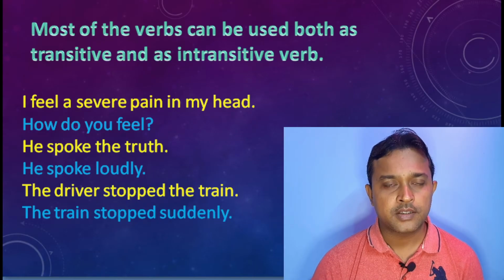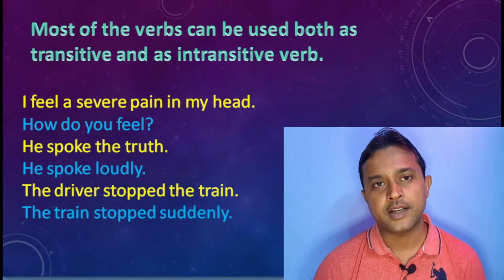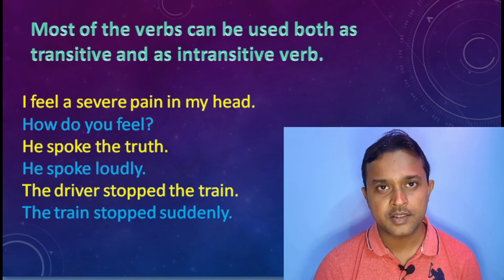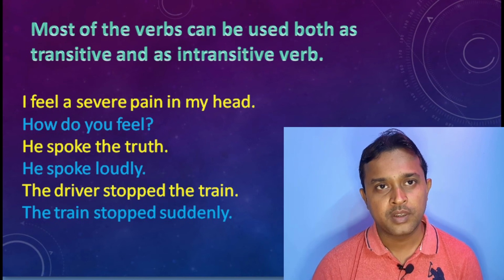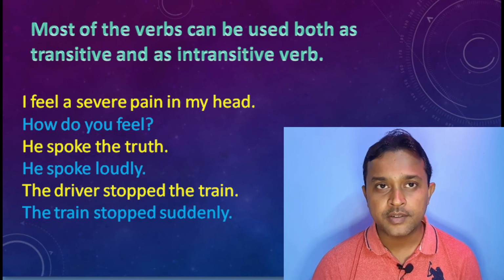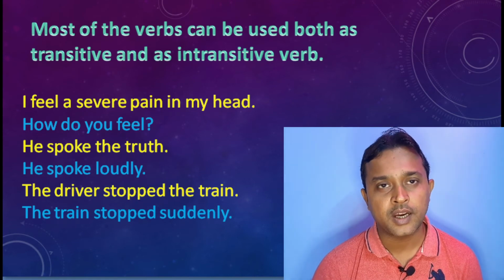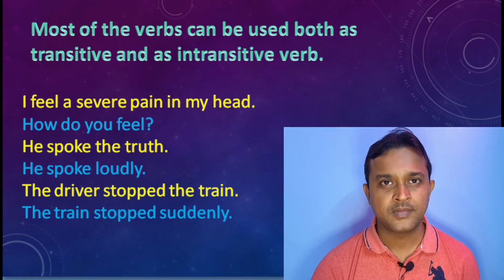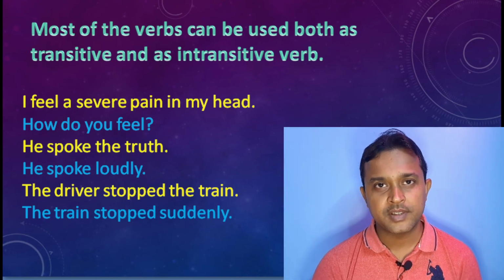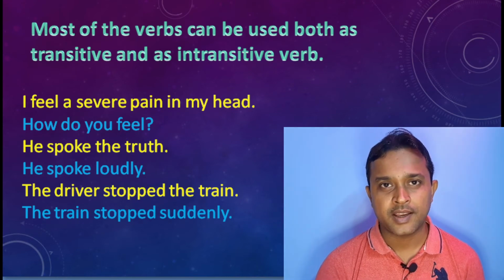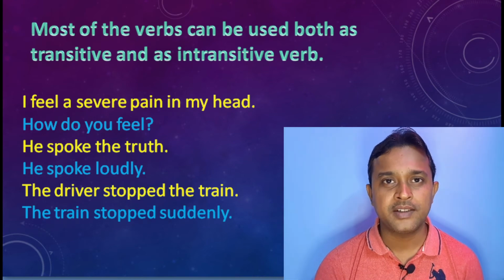The fact that we should keep in mind is that most of the verbs can be used both as transitive and as an intransitive verb. Whether a verb is a transitive or an intransitive one is determined only by the presence of an object after it. In these examples, we have used the same verb as a transitive verb and an intransitive verb.